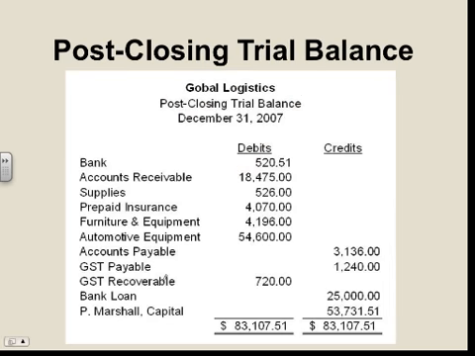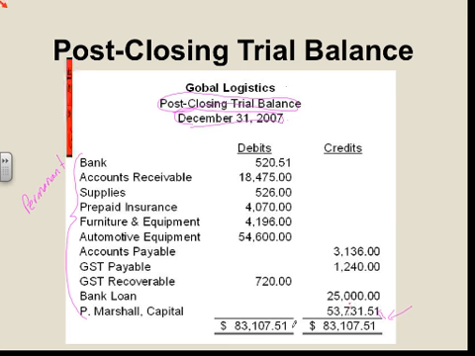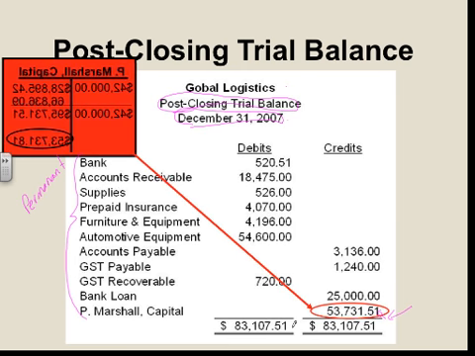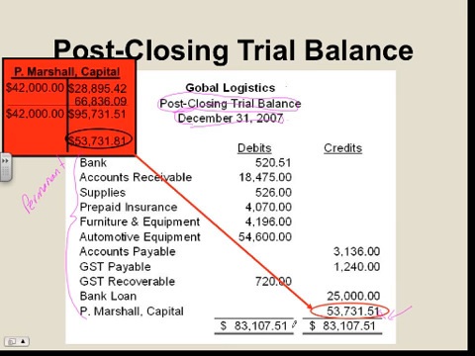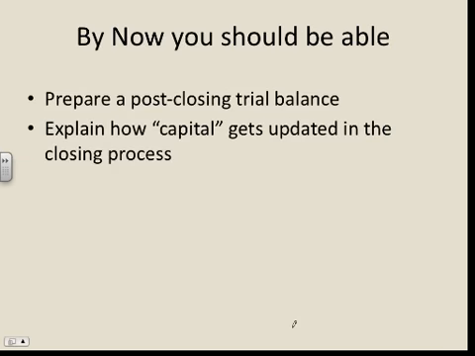So we know how to do a trial balance. Who, what, when. In this case, what is a post-closing trial balance, which means after, as of December 31st. And again, these are only our permanent accounts. All of our nominal accounts or temporary accounts are closed, so they have zero balances. And now that we've updated our capital here, our trial balance balances. So that's the updated capital, the $53,731.81.